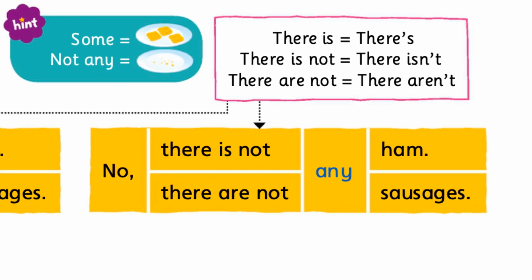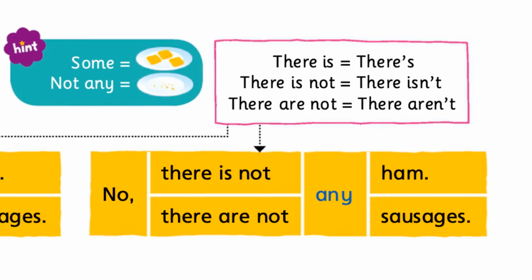Now, look at the third grammar table. No, there is not any ham. No, there are not any sausages. We can answer the question with not any when we know there's no such kind of food. We must add not before any. Remember to use there is for uncountable nouns and there are for countable ones.